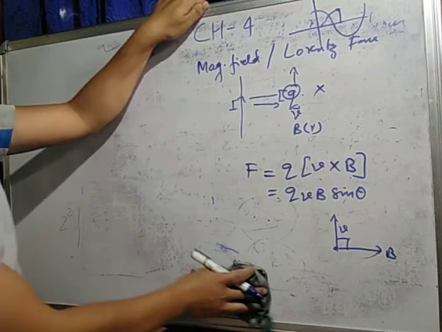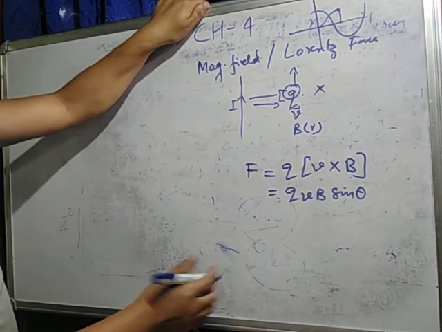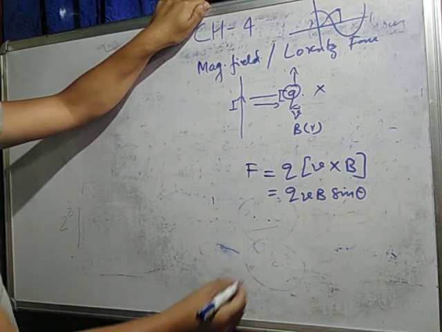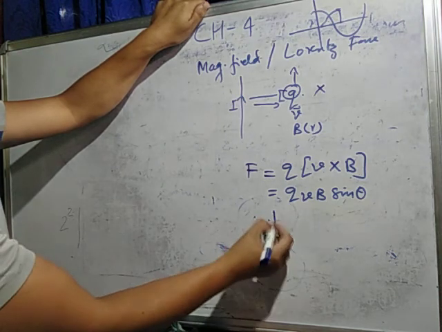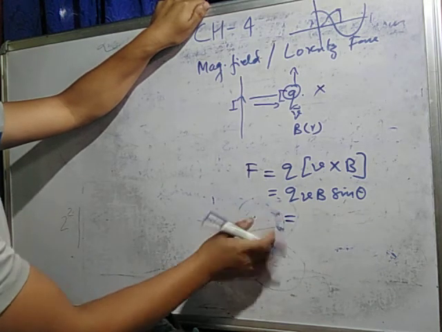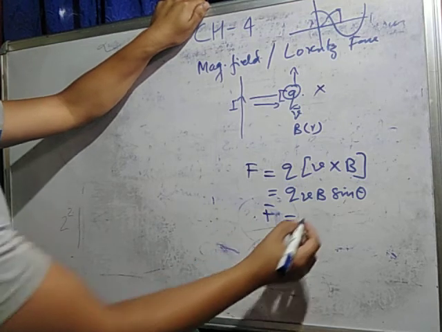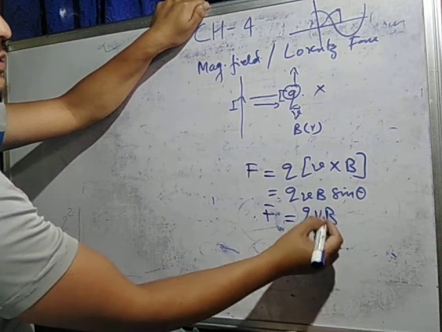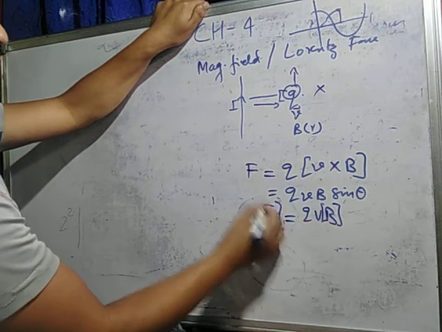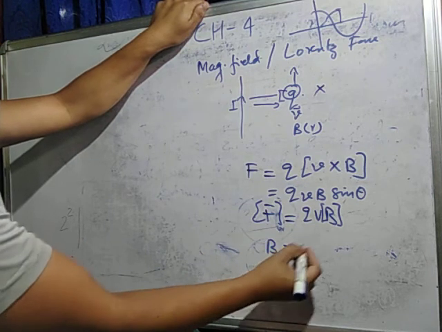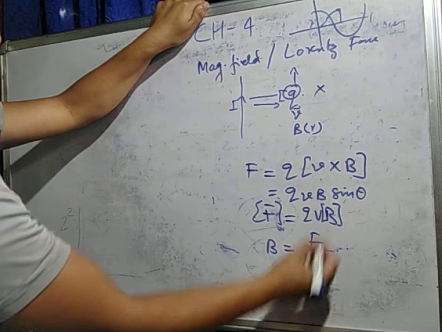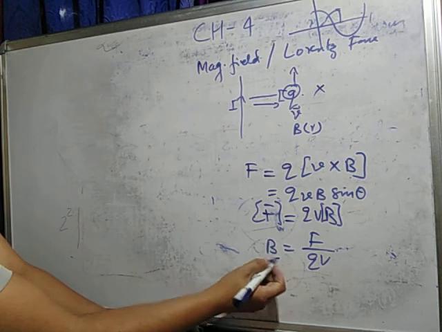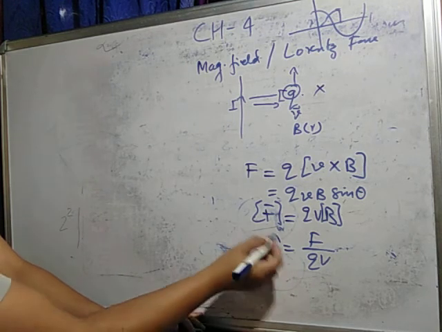Right, so if you write this dimensionally, you will get F equals Q V B. So B equals how much? B equals F by Q V. Clear? Put this up. So this is your magnetic field. Now find the unit of magnetic field.